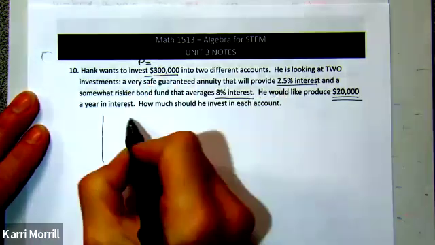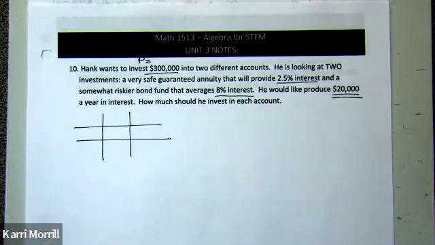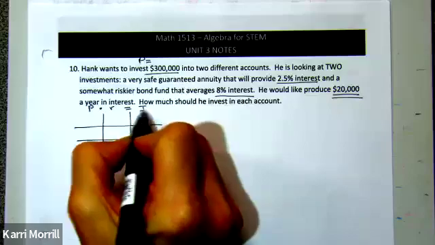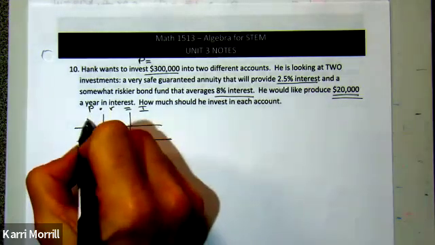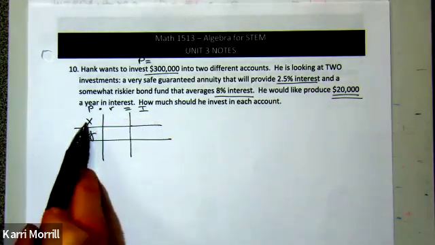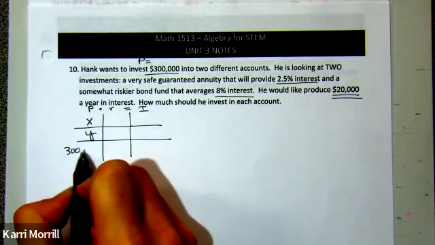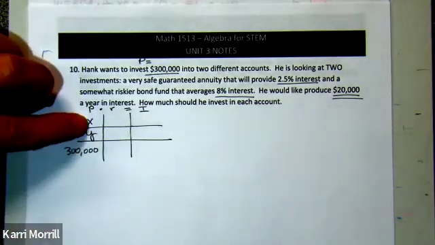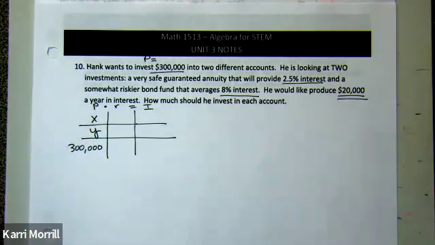So remember, if you want, you could set up this tic-tac-toe. This is how I set it up for me. It's how my brain works. Remember, principal times rate equals your interest. If you want to know what each of these rows represent, it guides you to plugging it in. So your principal is X and Y because you have 2 accounts, and you would add those together and it's going to be 300,000. So we're trying to figure out how much of this money can go in X and how much would go in Y, and it would total that amount.